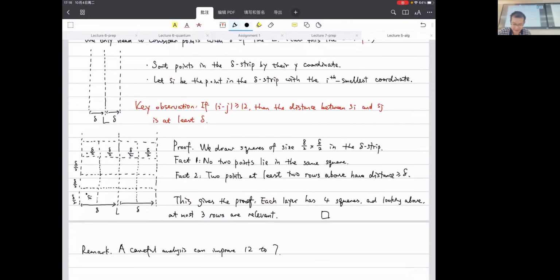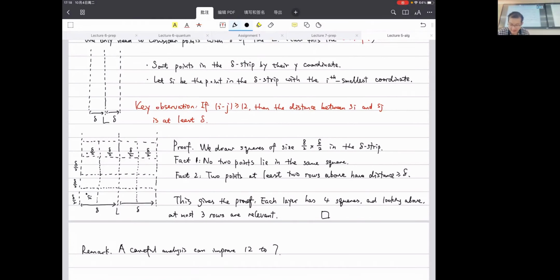And I think the observation is just to make sure that as long as you store the points in this delta strip according to the y coordinate, the distance is at least a constant. No matter whether it's 12 or 7, it is not going to change the story about log. It's actually going to give you a good result for this divide and conquer. Let me write the final algorithm that we are going to consider here.